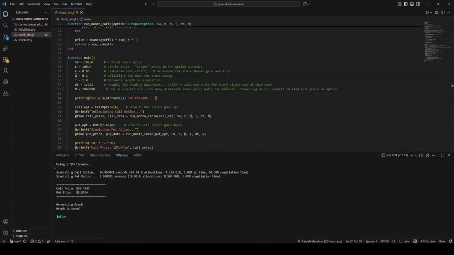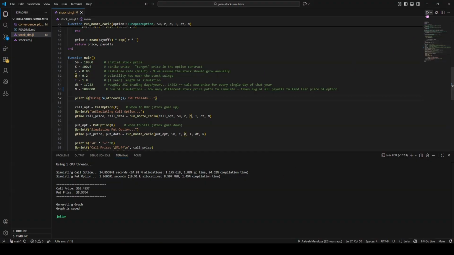So it returns how many CPU threads it's using, how long it took to simulate a call and put option, and it returns our call price, put price, and our graph. Our call price, or when to buy the stock, is $10.45, and we should sell it at $5.50 based off of the parameters we gave it. We said the initial stock price is $100, our strike price is $100, 5% risk rate, 20% volatility of how the market is moving over a year span of time, and a million simulations, or what-if scenarios.